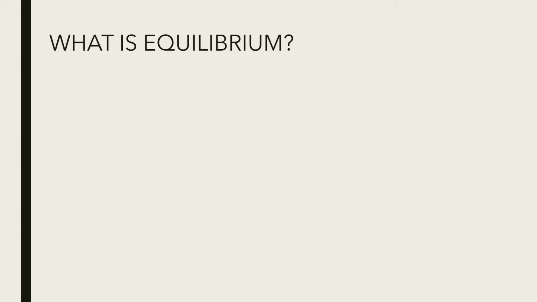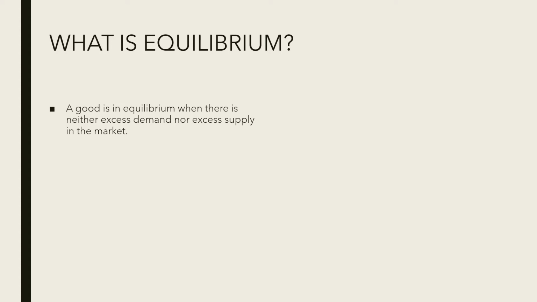So what exactly is equilibrium? Equilibrium is when the price of the good being sold makes it so the demand is perfectly met, leaving no excess demand nor any excess supply in the market. We'll get into what excess demand and excess supply are later in the video, and we'll demonstrate how it looks on a graph.